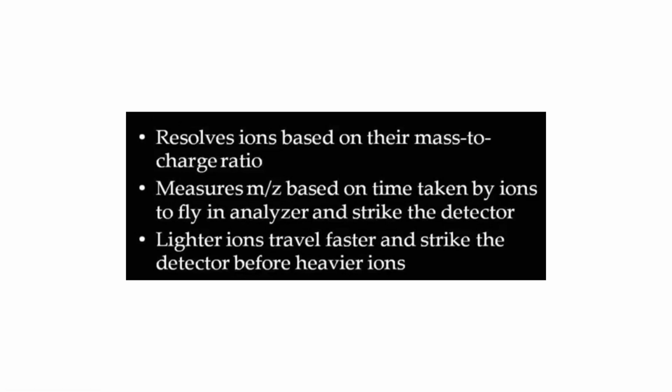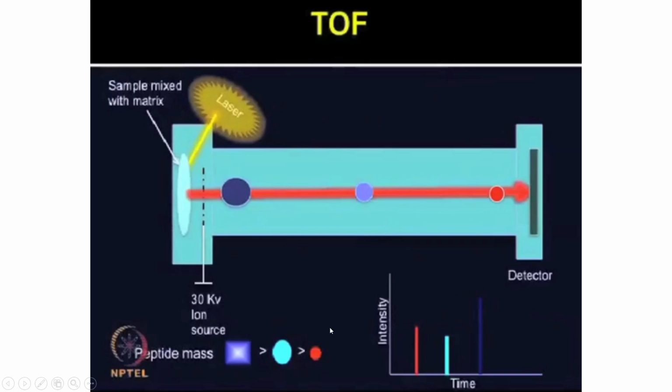So it resolves ions based on their mass to charge ratio. It measures mass to charge based on the time it takes to fly in the analyzer and strike the detector. And lighter ions travel faster and strike the detector before the heavier ones. That's what we were talking about here.